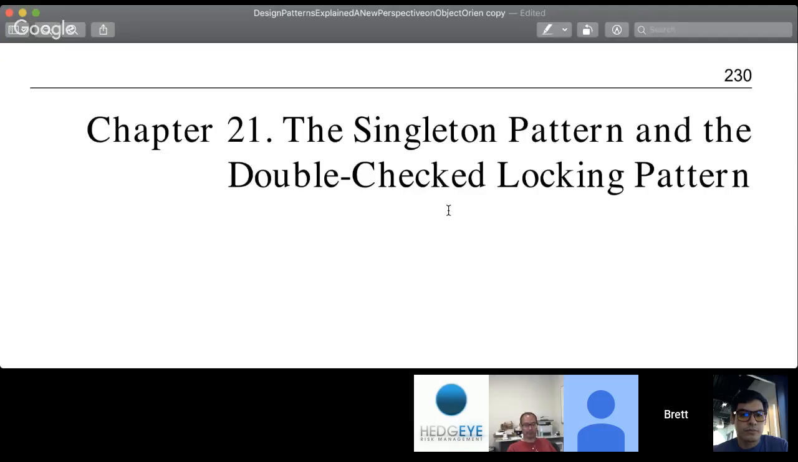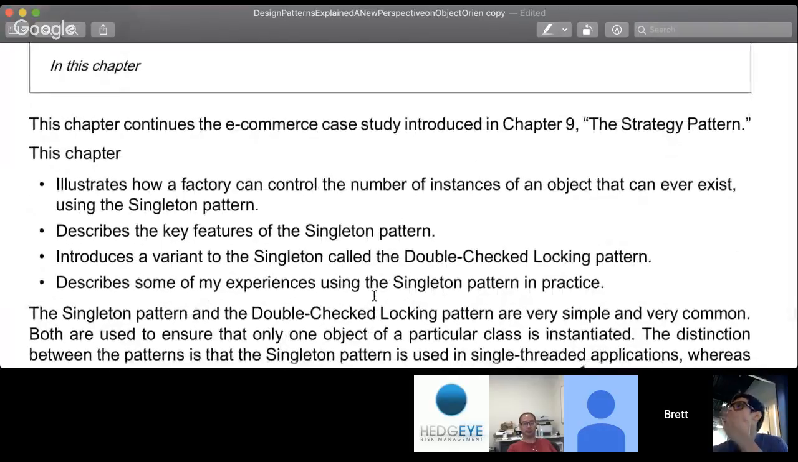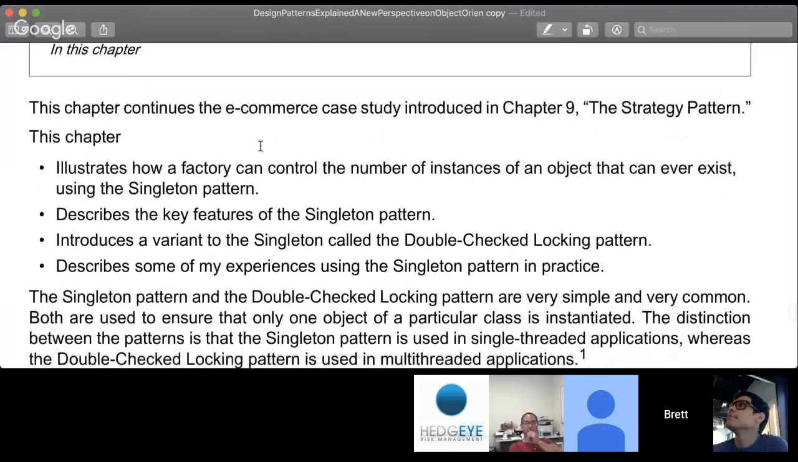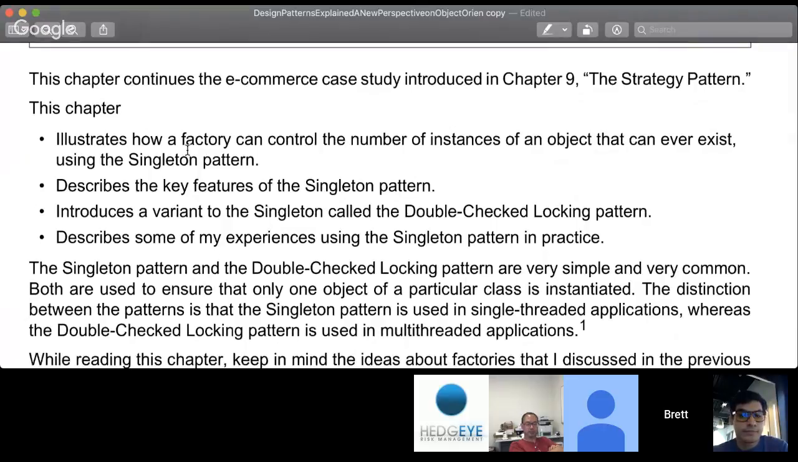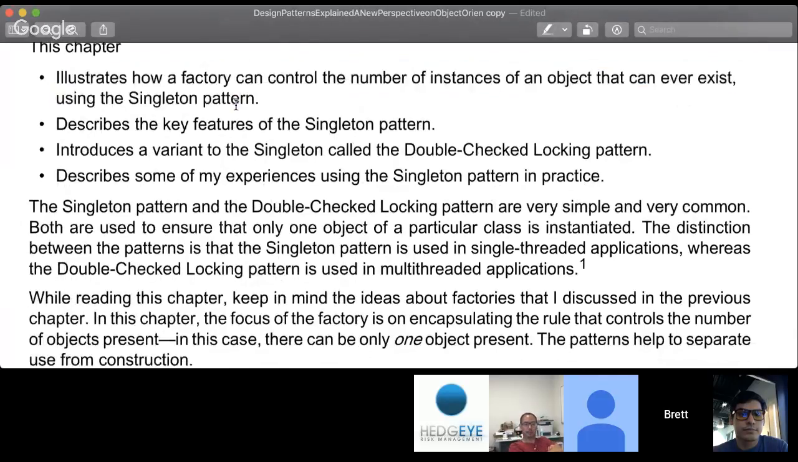All right. The singleton pattern and the double-checked locking pattern. So yeah, pretty simple chapter. This chapter continues the e-commerce case study introduced in chapter 9, the strategy pattern. It's pretty short though. It illustrates how a factory can control the number of instances of an object that can ever exist using the singleton pattern, and some other things. I actually had trouble entirely putting together how the factory was connected to the singleton. I guess I maybe glossed over the factory section.